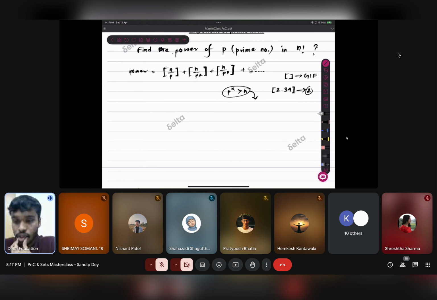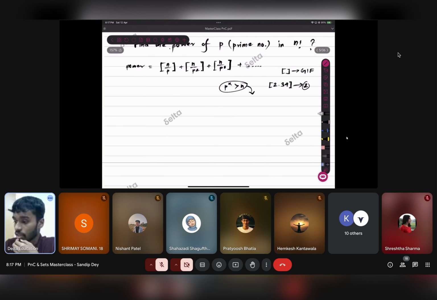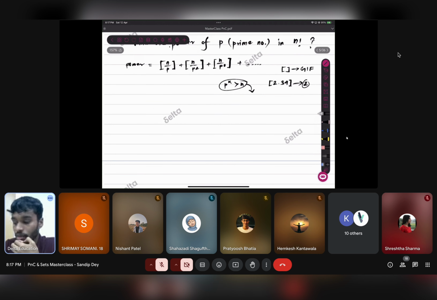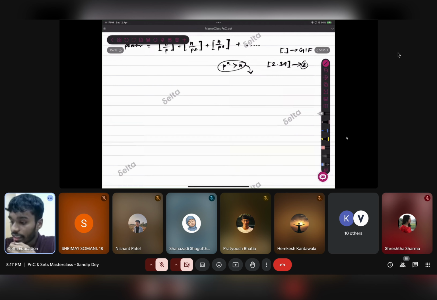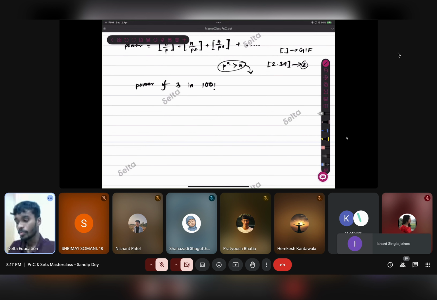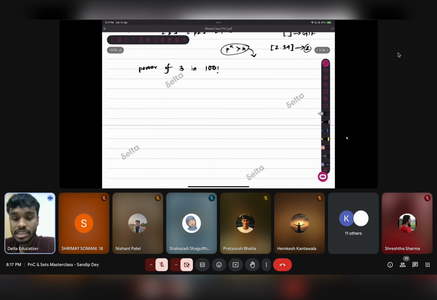So now this is the formula that many of you may have seen, but how is this working? What is the intuition behind it? Let's take an example. Let's say I'm going to find the power of 3 in 100 factorial. So first of all, what is 100 factorial?